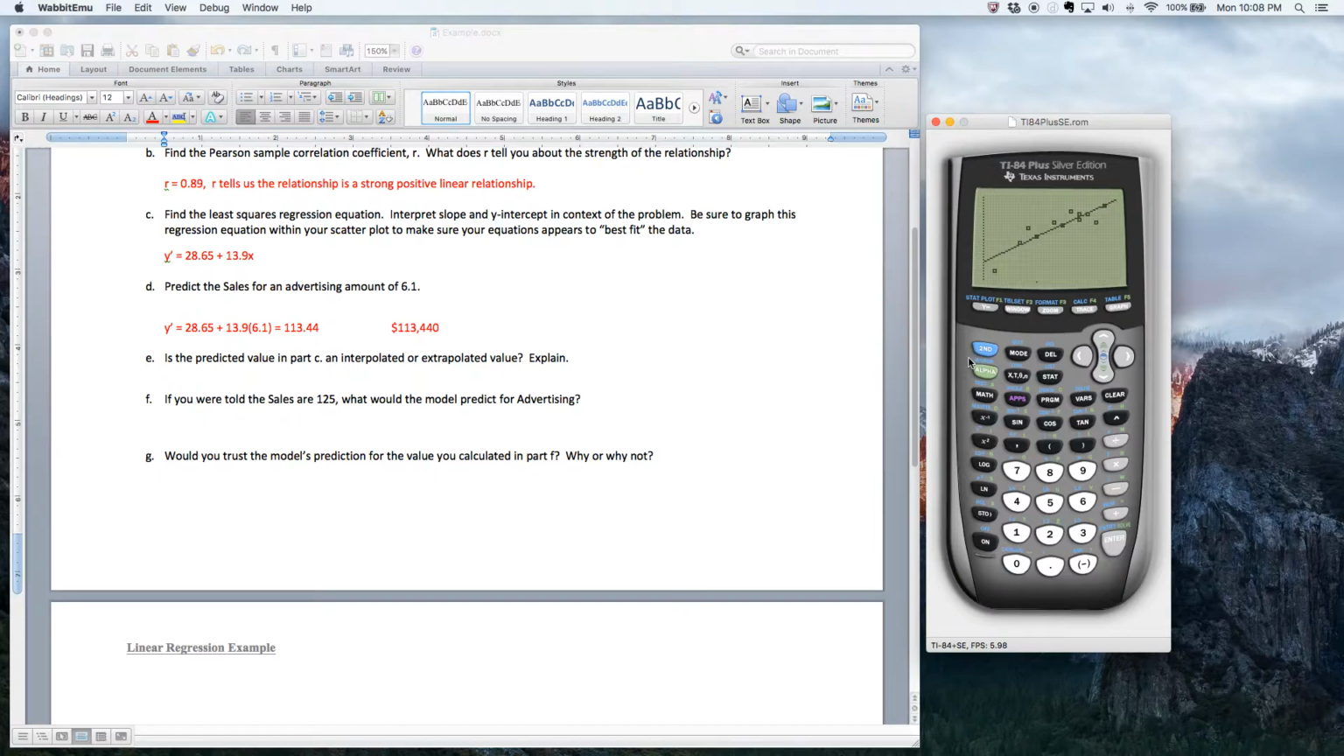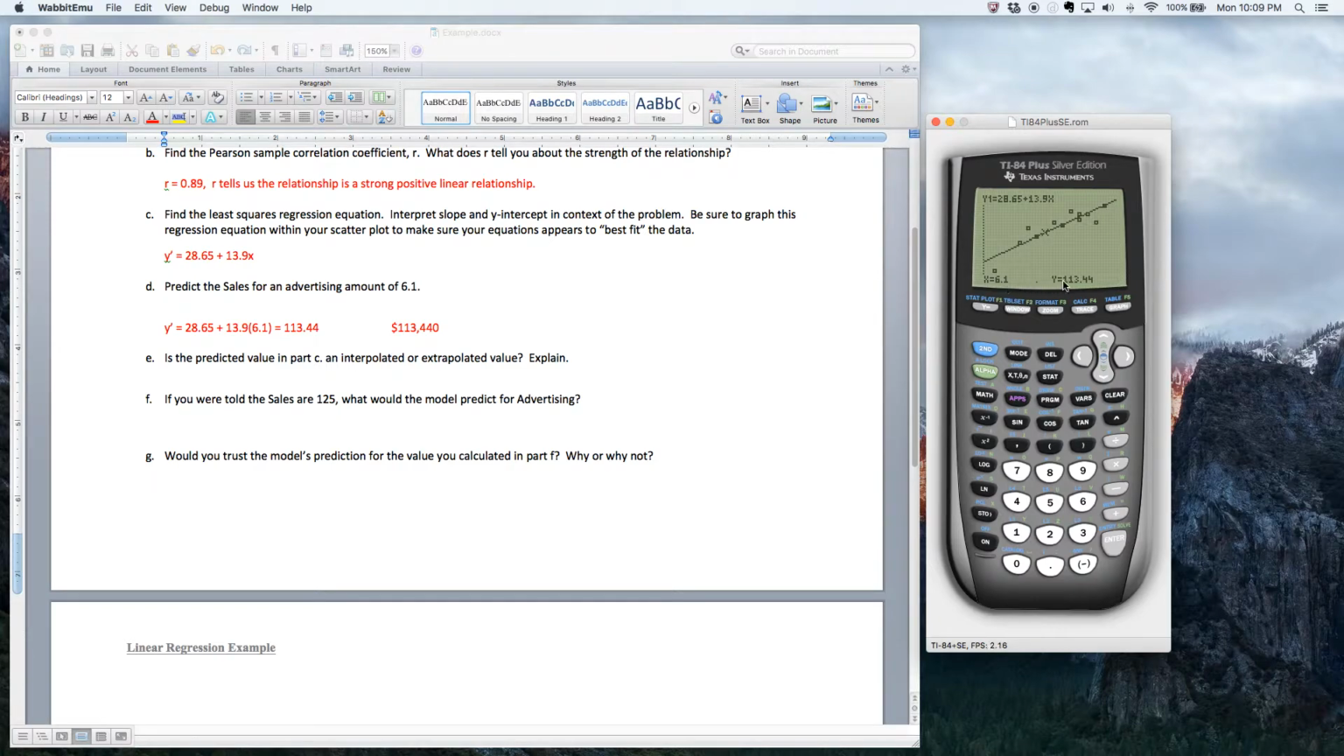So what you have to do is you got to go second trace. And it's the very first option. It's called value. Calculate me a value. So you choose number 1 for value. And notice it says, well, x equals what? What do you want? Well, I want it when it's 6.1. So you go 6.1, enter.